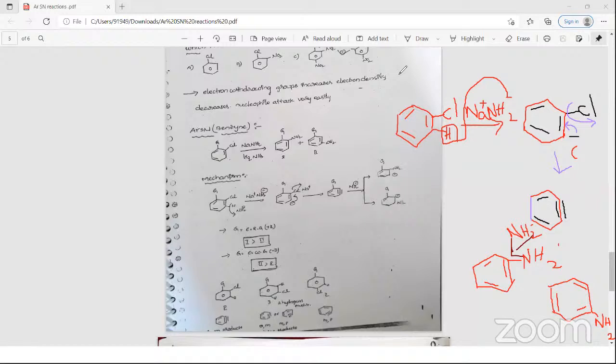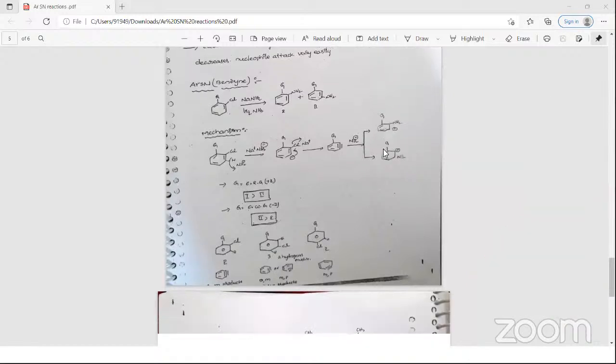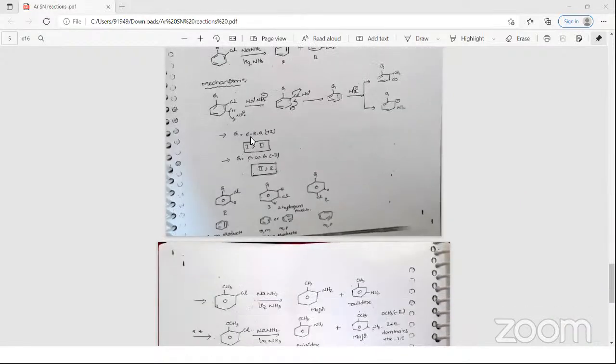You must have an idea about all these reactions also. If there are electron releasing groups, we know that ortho substitution takes place. If there are electron withdrawing groups, meta is more.